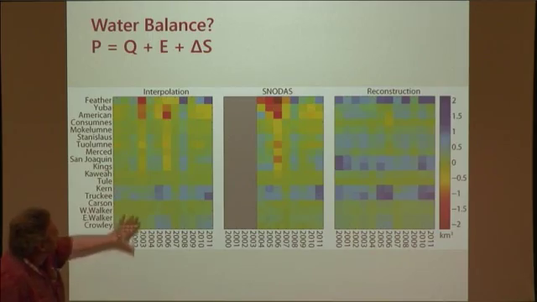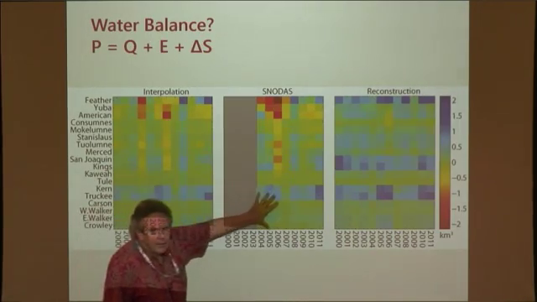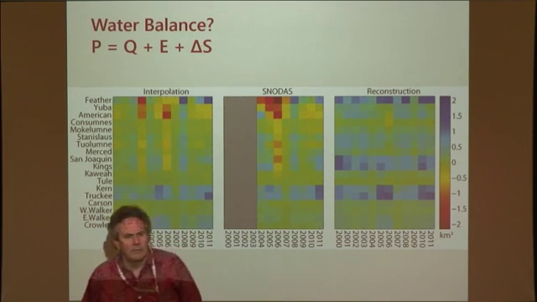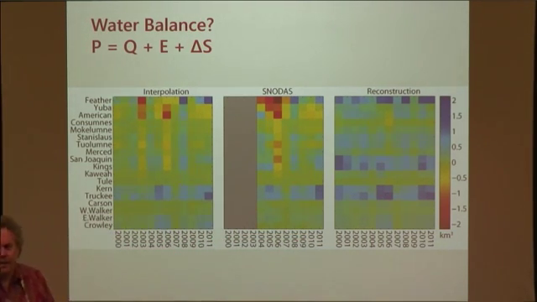And both the interpolation method and the assimilation are giving you some negative numbers. And negative precipitation can't happen, right? Okay. Q, E, and delta S are actually defined as? Q is discharge in the river, E is evapotranspiration, and delta S is the change in storage from groundwater.